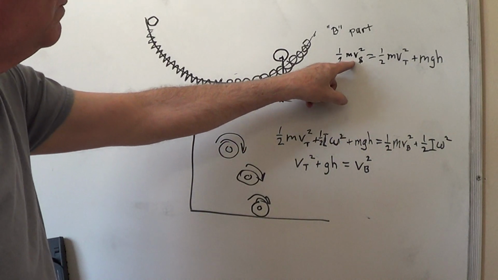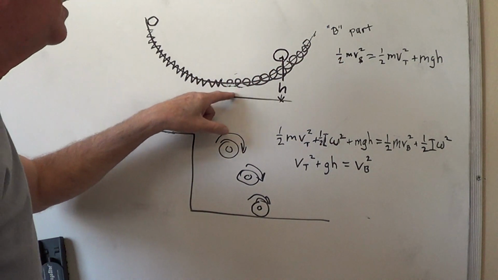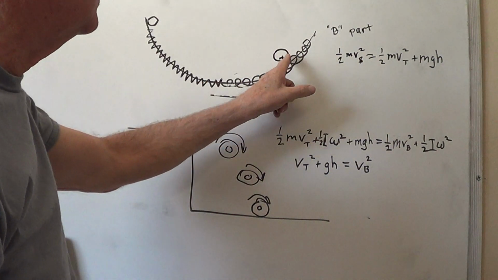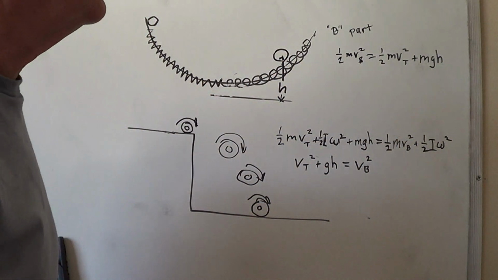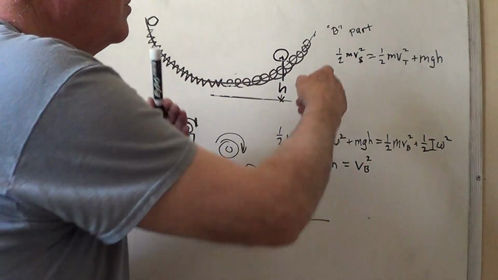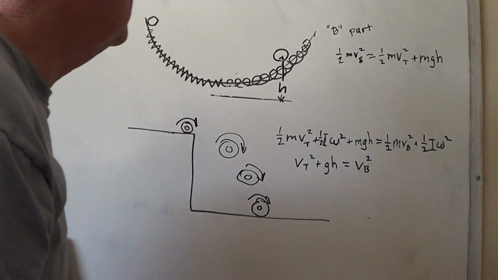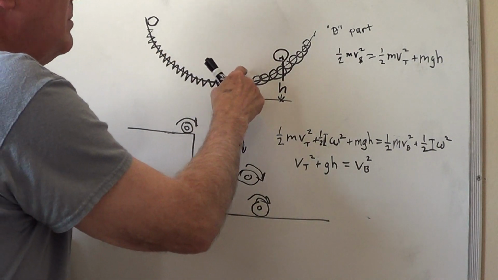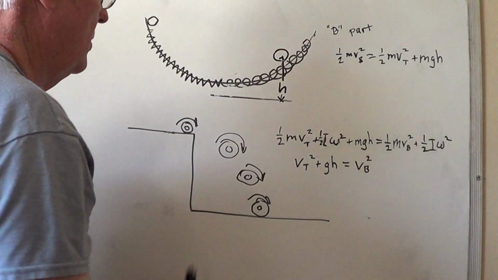1/2 m V_B squared, where V_B is the velocity at the bottom, the translational velocity, is equal to 1/2 m velocity at the top squared plus mgh right here. Okay, in the previous part you've solved for V, the m's cancel out, so it's pretty easy to figure out the height at that point. Okay, the key is this thing is rolling, spinning when it gets down to the bottom, and it keeps on spinning. No change in rotational kinetic energy from here on up.